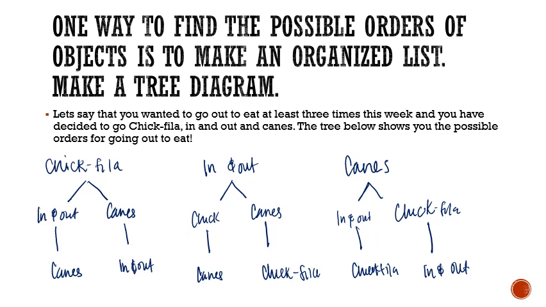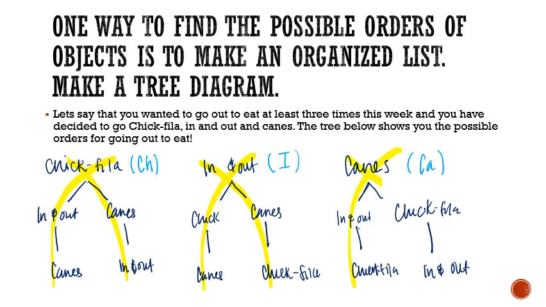I should have done this at the beginning, but just to make things easier, I'm going to label this as CH, this as I for In-N-Out, and then CA for Cane's. So now you could do the list. I'm going to highlight this, but this is one option. This is another option. Here's another option. Here's one, here, and here. So in total, we have 6 different options.